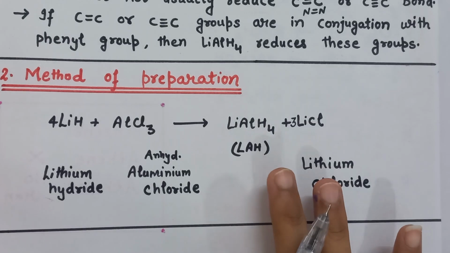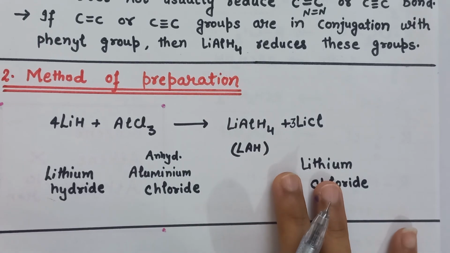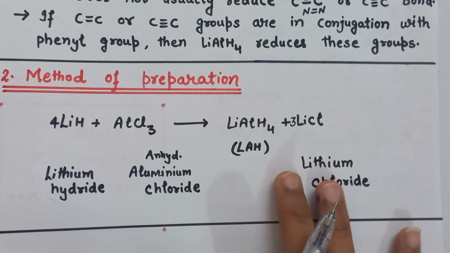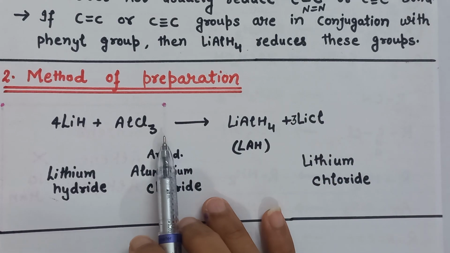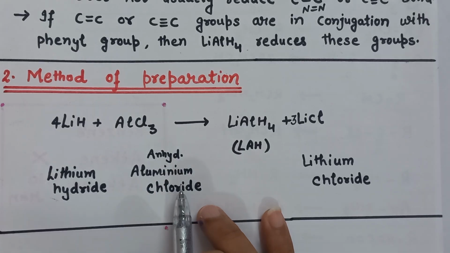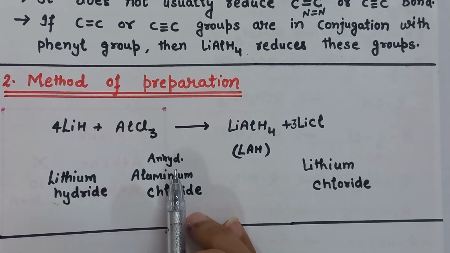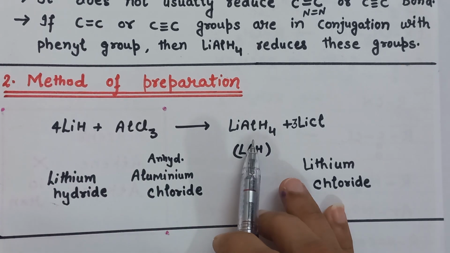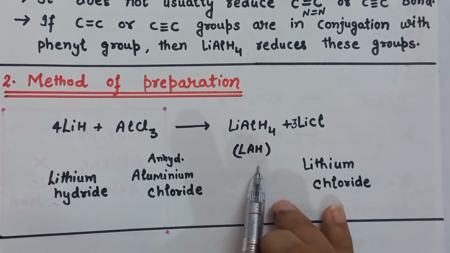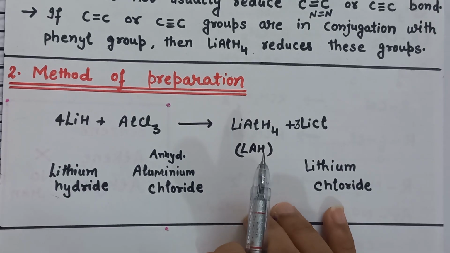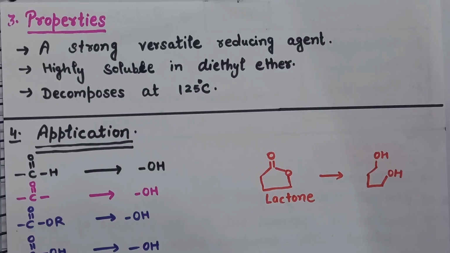Next we will discuss the method of preparation, meaning how we can prepare lithium aluminum hydride. It can be prepared by a very simple reaction which includes the slow addition of anhydrous aluminum chloride to a paste of lithium hydride under anhydrous conditions, which leads to the formation of lithium aluminum hydride. It's a very simple reaction. You can prepare it in the laboratory by yourself.